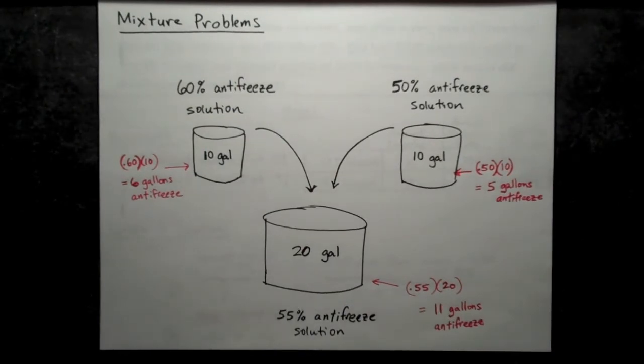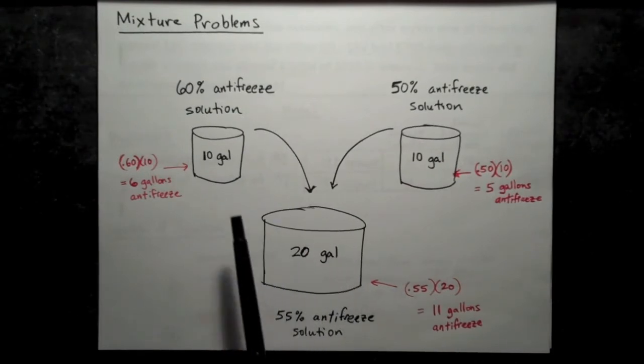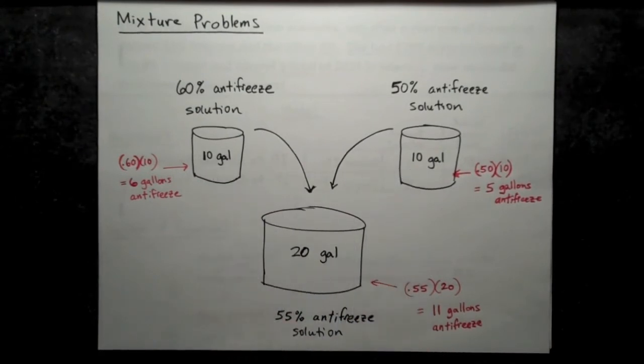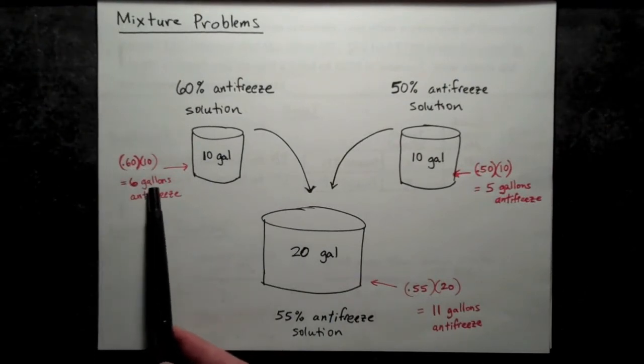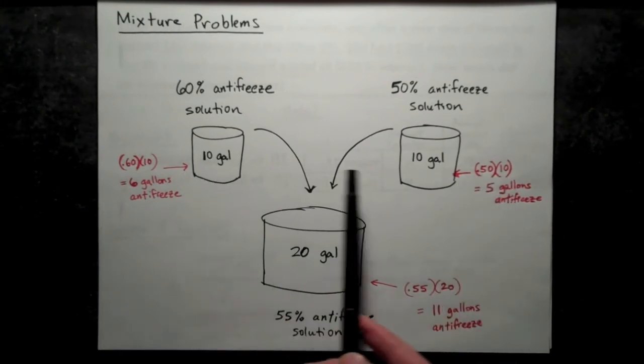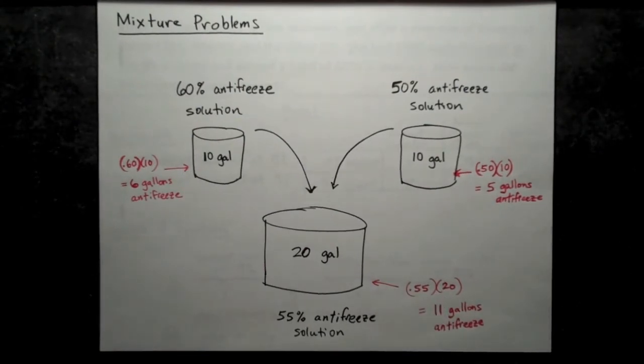Two things to notice about this. The total number of gallons in the mixture is the sum of the amounts of the two solutions. 10 plus 10 equals 20. And if you consider the amount of antifreeze in each of these solutions, 60% of 10 is 6 gallons, 50% of 10 is 5 gallons, and when we add those together, we get 11 gallons, which is 55% of 20. So we're going to get two equations from that. Let me just organize this information a little bit so it's easier to turn into a table.